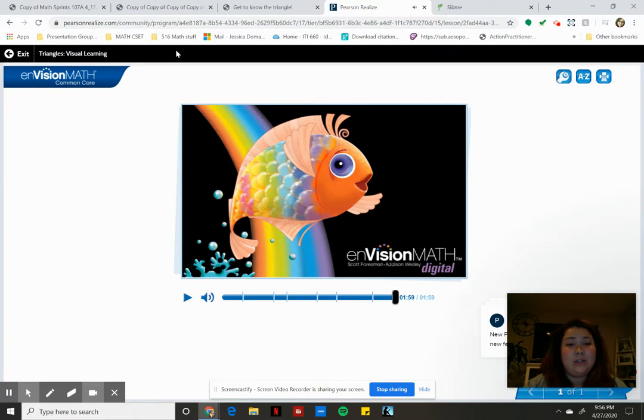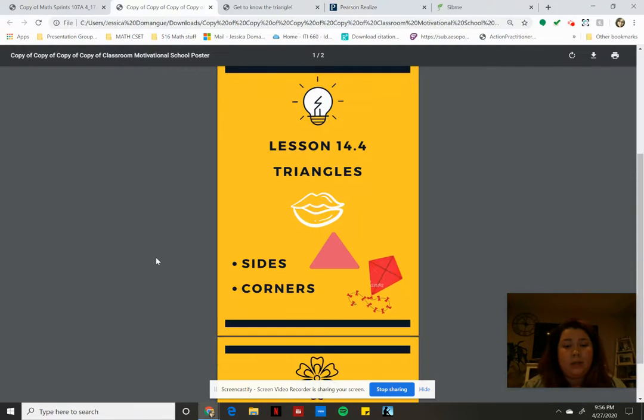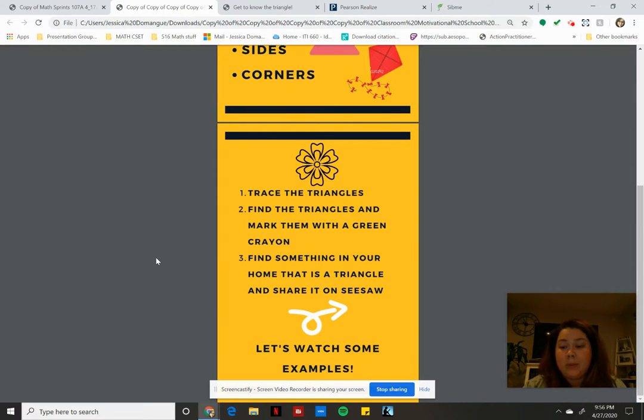Great job, scholars. So now your job is to go to your black workbook and find the pages for lesson 14.4. You're going to trace the triangles, and you're going to find any triangles when they're mixed in with other shapes, and mark them with a green crayon. And your last thing is to find one thing in your home that is a triangle and share it with Mrs. Chin and I on Seesaw.